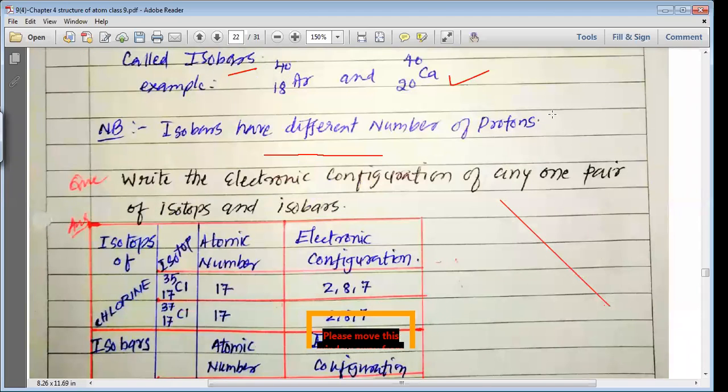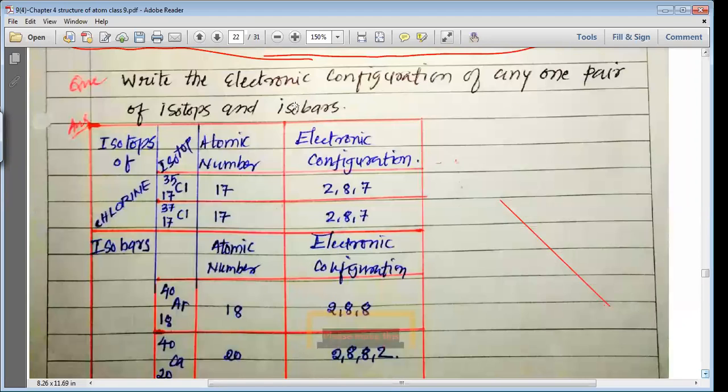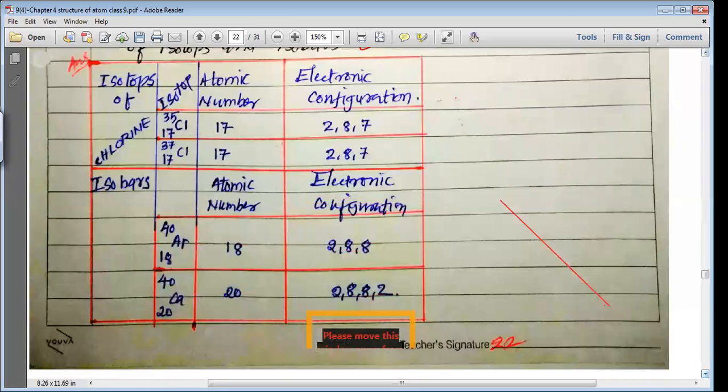Isobars have different number of protons. Please remember that this is for very sure: isobars definitely have different number of protons. Now write the electronic configuration of any one pair of isotopes and isobars. So let us study the electronic configuration of all of these isotopes and isobars.